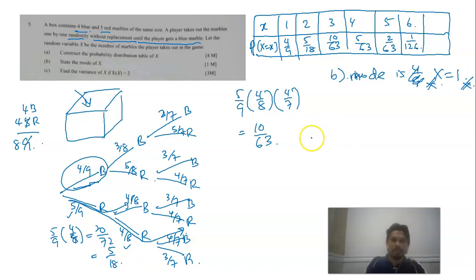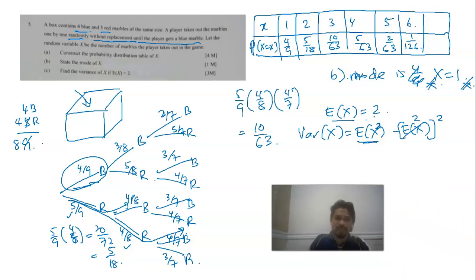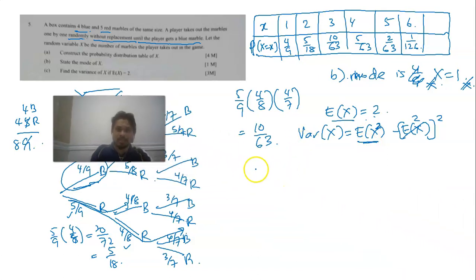And then find the variance of x if E(x) equals 2. E(x), or expected value of x, equals 2. So as we know, the variance of x equals E(x squared) minus E(x) in brackets squared. So E(x) we can simply substitute here with 2, but then we need to find out the value of this one here.